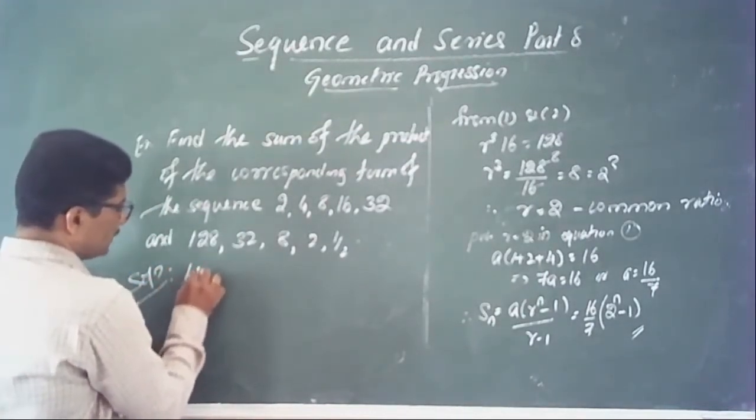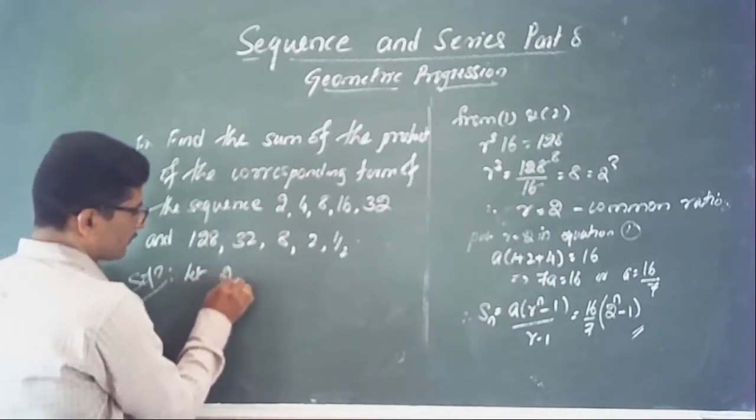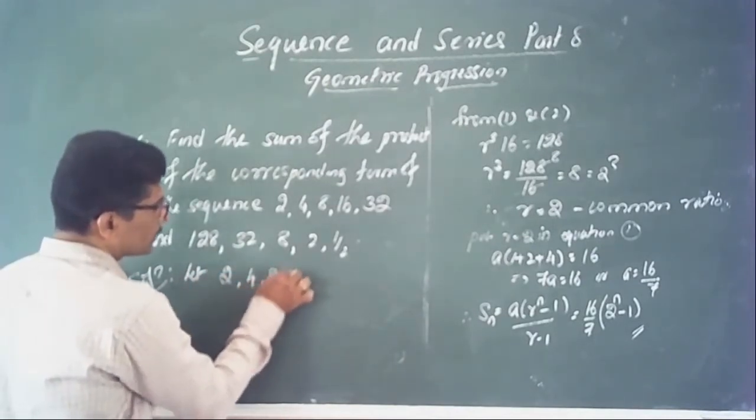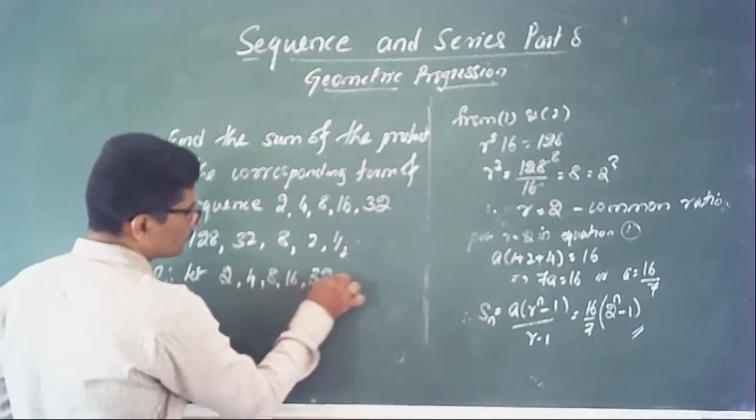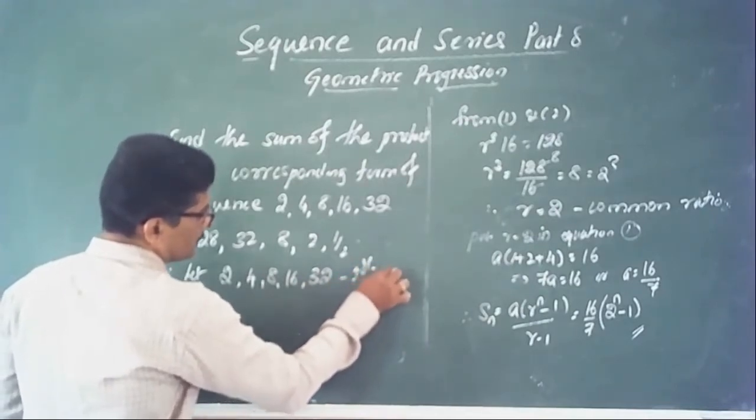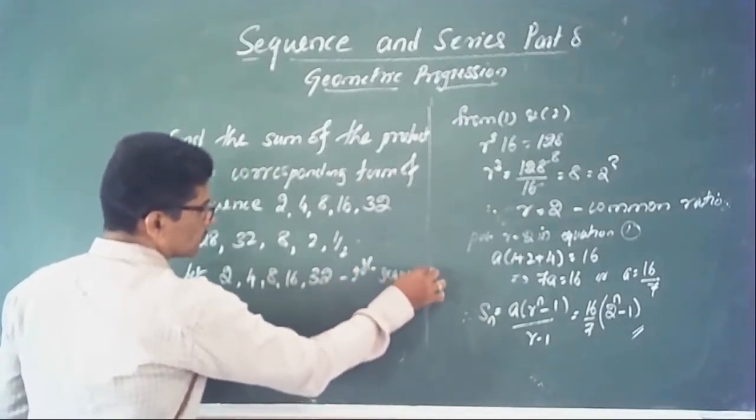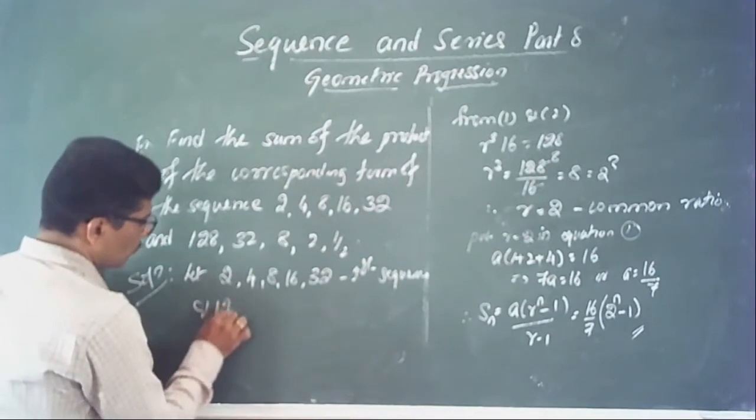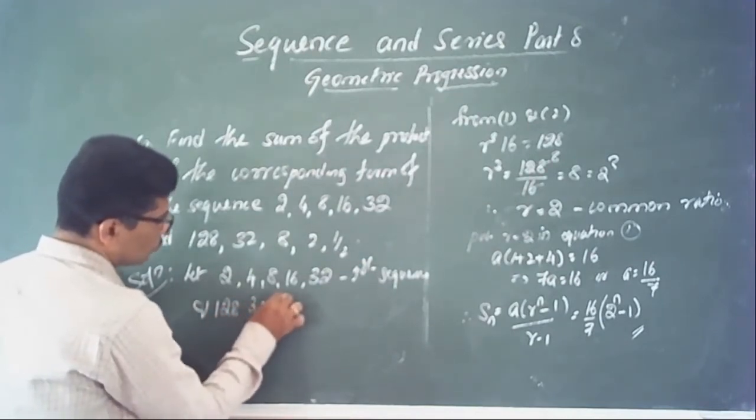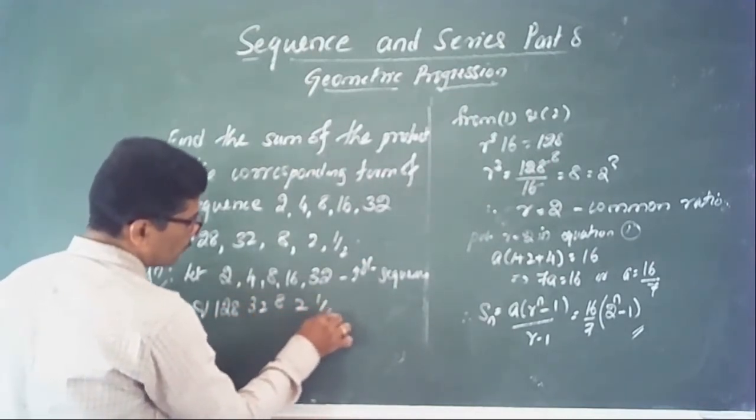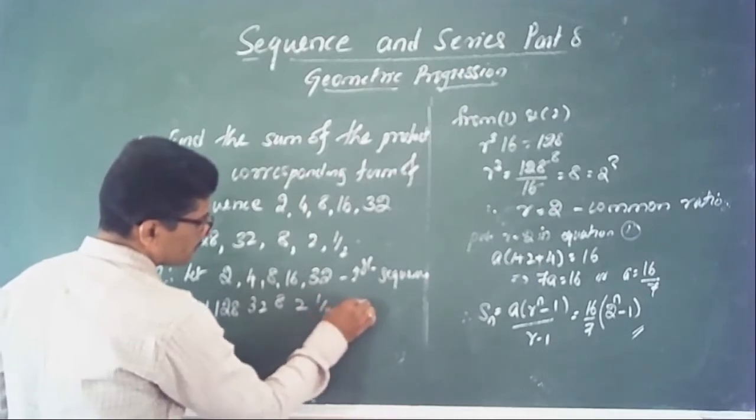Let us assume that this one is the first sequence: 2, 4, 8, 16, 32. First sequence. And 128, 32, 8, 2, half. Second sequence.